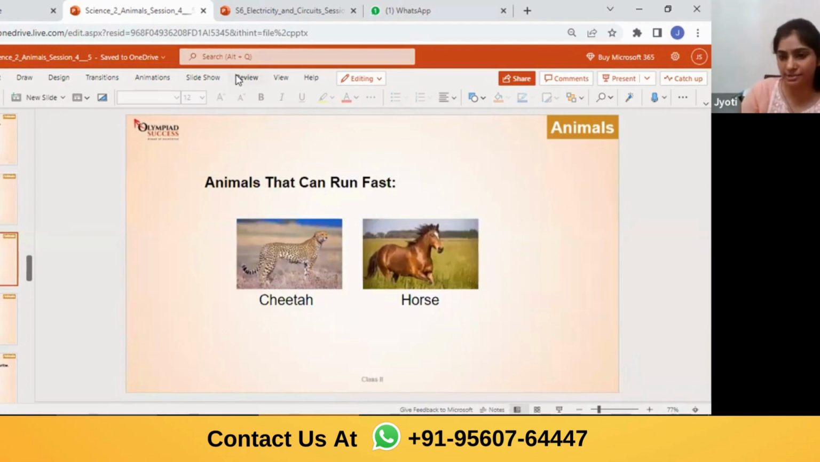Coming to animals. Animals can walk also. Animals can run also. Animals can jump also. So these are the animals which run fast, that is cheetah, horse.